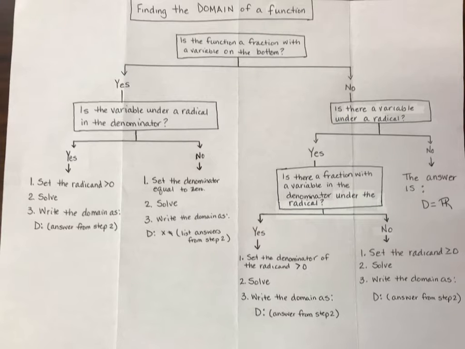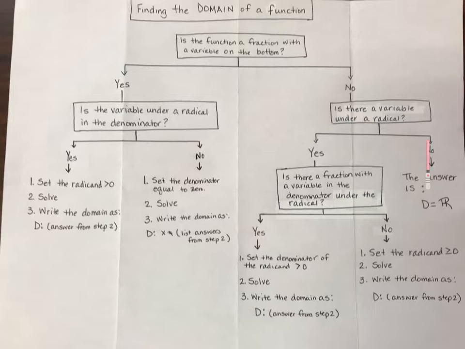Okay, so let's review it. So it says find the domain of the function. The way this flowchart works is you start at the top, and this is the first question you will ask yourself every time. Is the function a fraction with a variable on the bottom? If the answer is no, so I don't have a fraction, the variable's not in the bottom, I say no. The next question you're going to ask yourself is, is there a variable under the radical? Let's say again, the answer is no. We go down, so then the answer is all real numbers. That's what that symbol right there stands for.